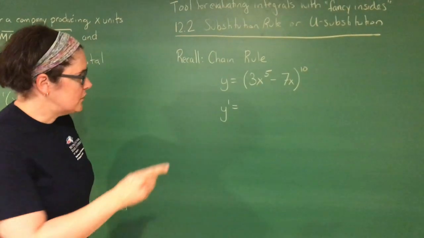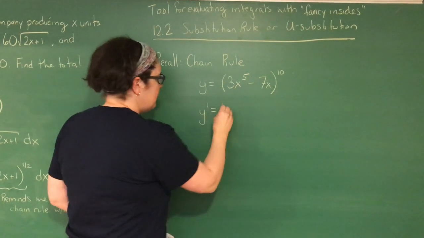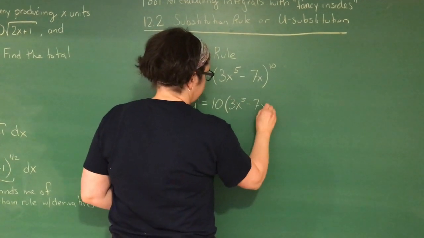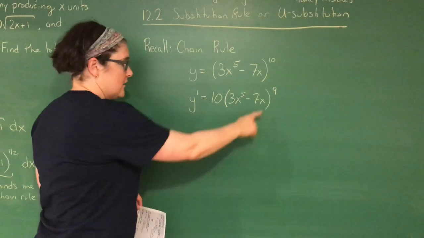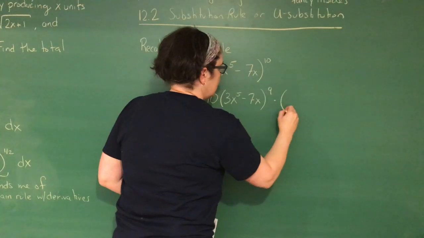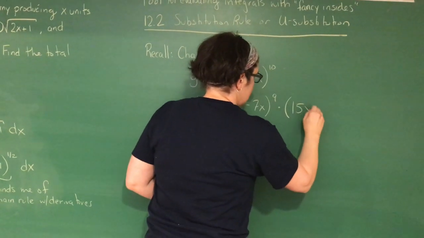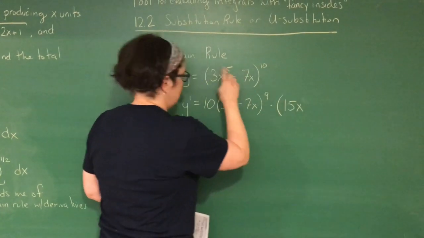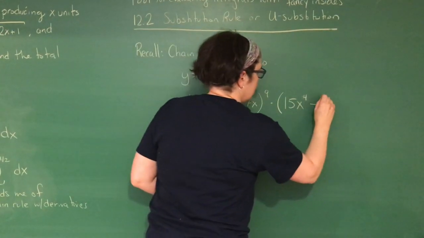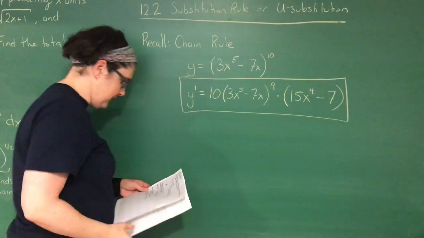Okay, so derivative of the outside, my outside function is u to the 10th. So the derivative of the outside is bring that 10 down, keep the inside the same, now raised to the 9th, so that's our derivative of the outside, keeping the inside the same, times the derivative of the inside, and the derivative of the inside is 15x squared, so I bring the 5 down, 3 times 5 is 15, x to the 4th minus 7. Okay, so there is our derivative.